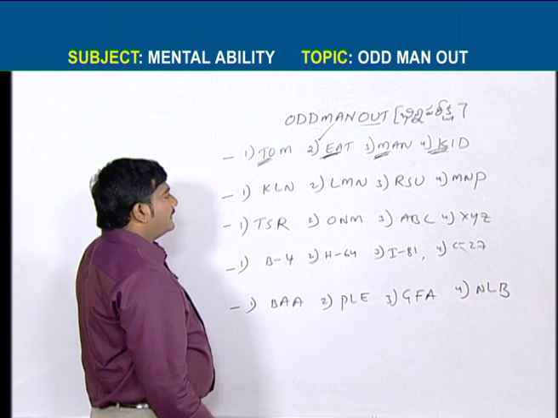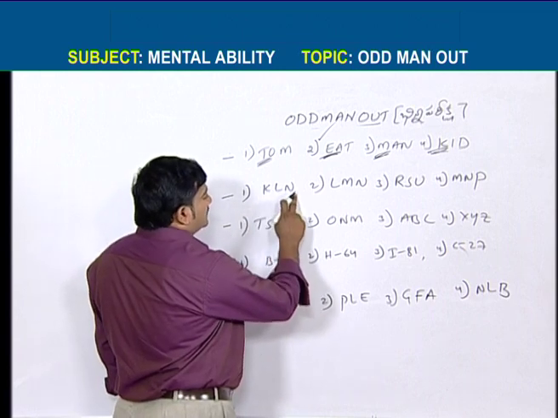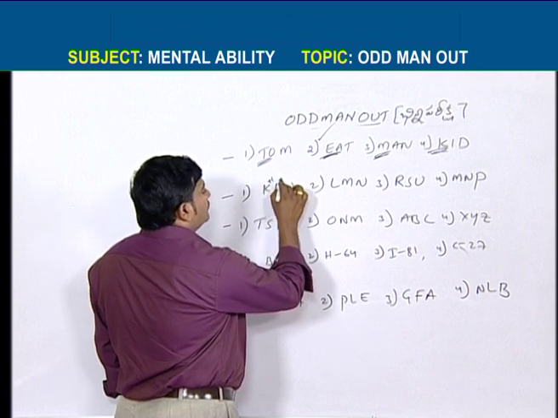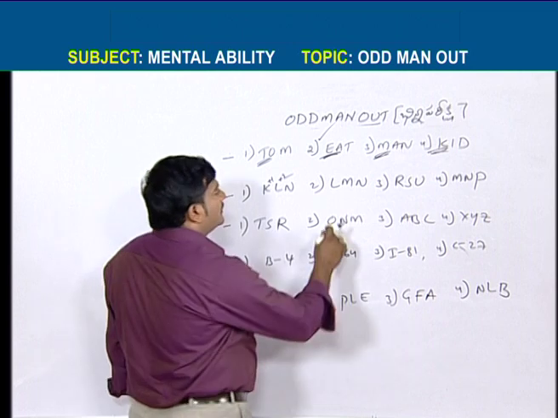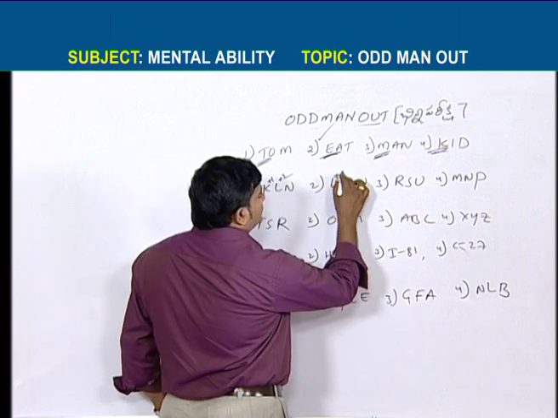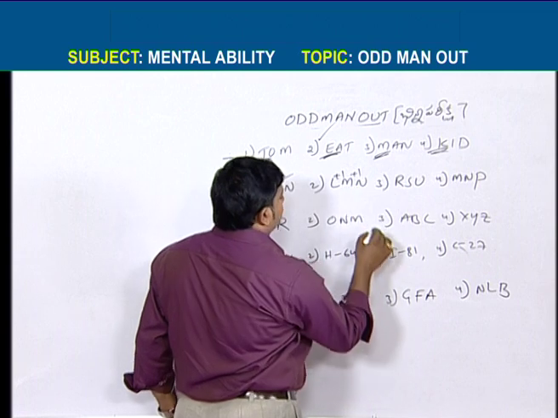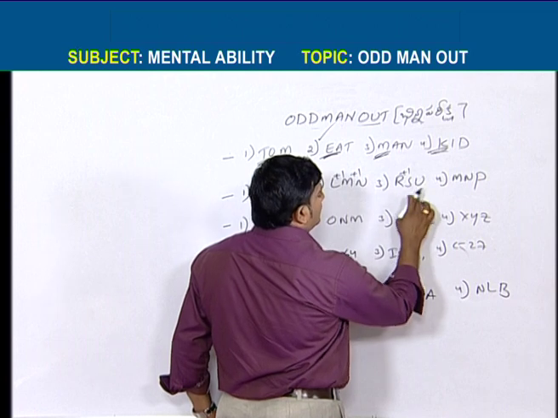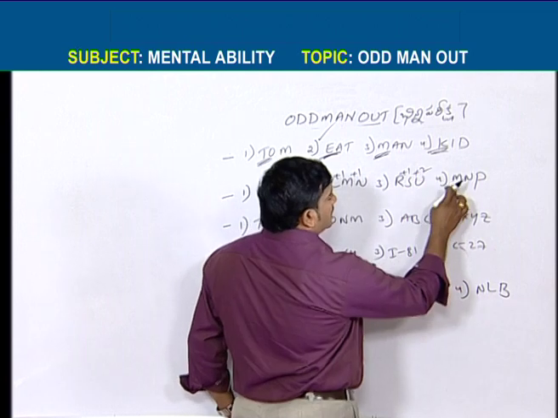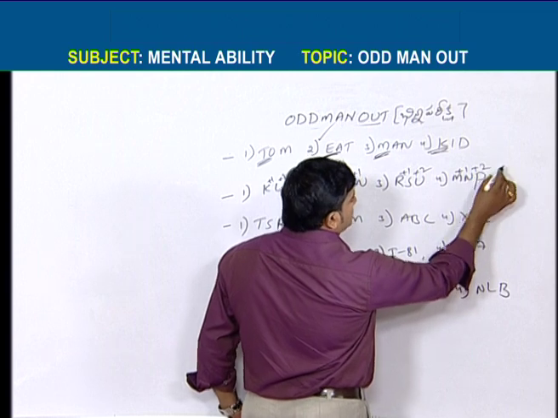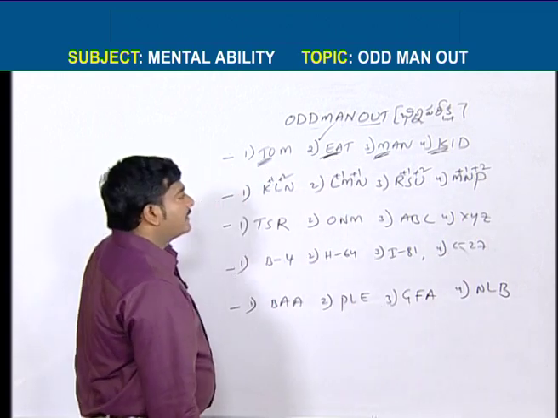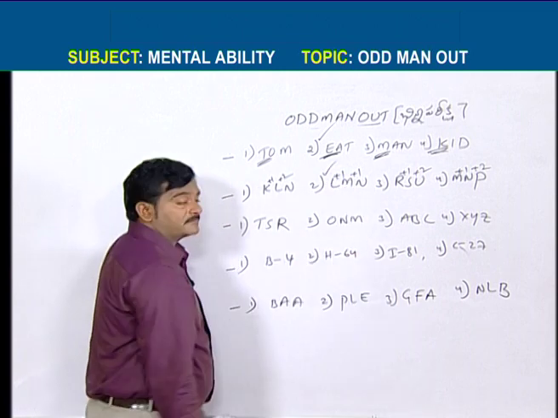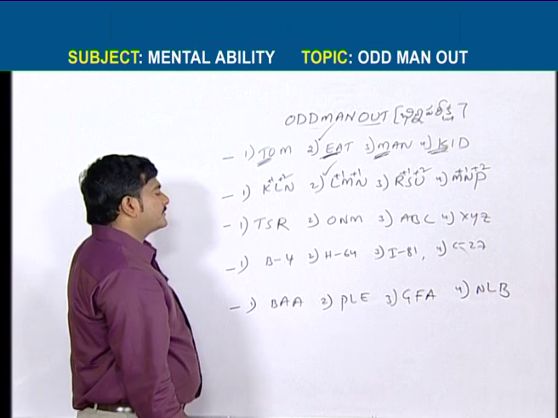Next, K L N. K means 11, then 12, 14. 11, 12 means plus 1. 12, 14 means plus 2. Plus 1, plus 2. And 12, 13 means plus 1. 13, 14 means plus 1. R S: 18, 19 means plus 1. 19, 21 means plus 2. N means plus 1, N 16 means plus 2. So it's very clear: plus 1, plus 2 in all the cases except the second option. That's why the answer is the second option.